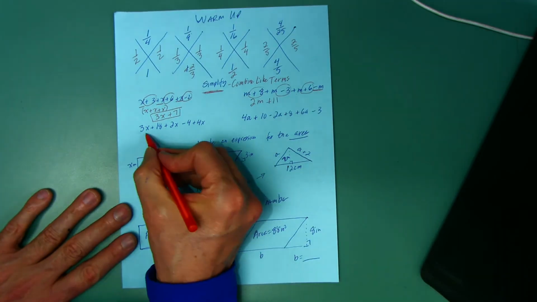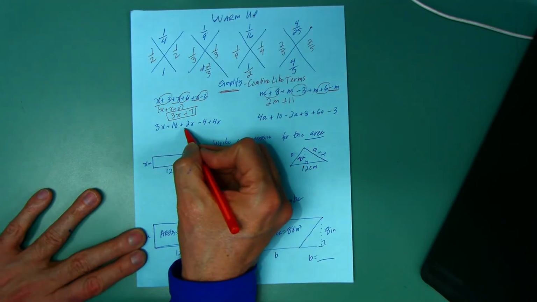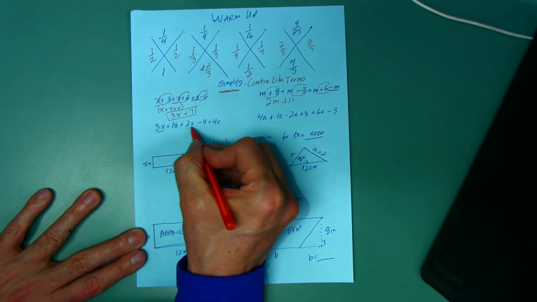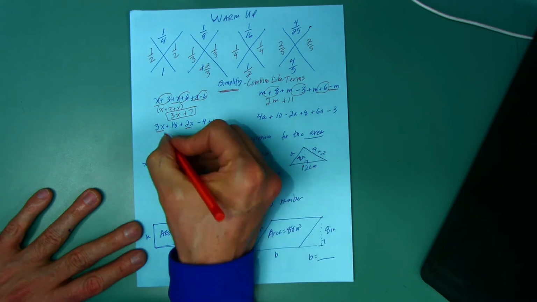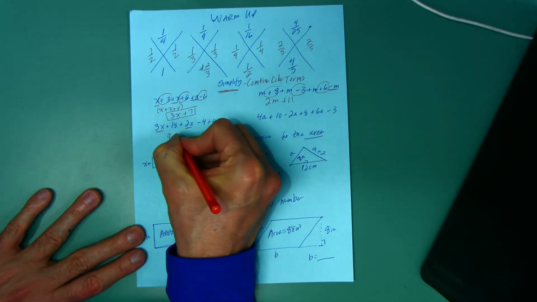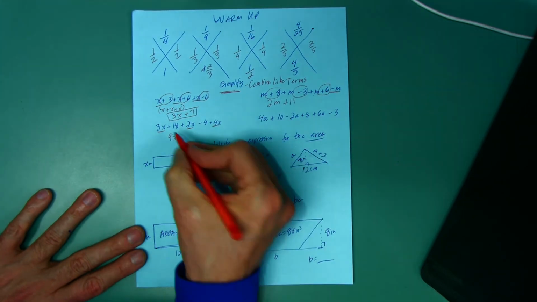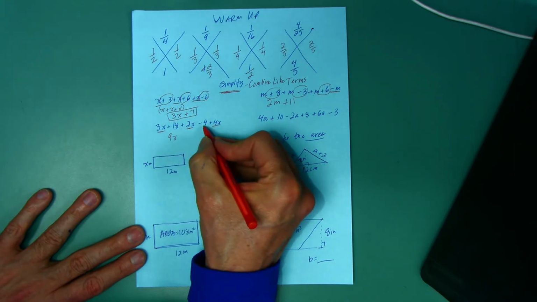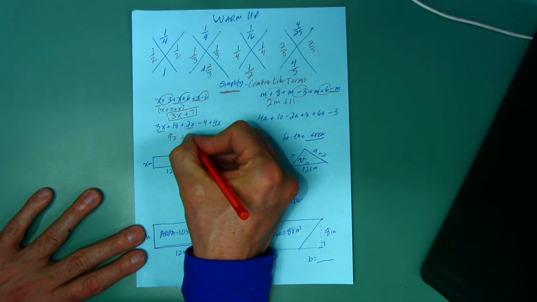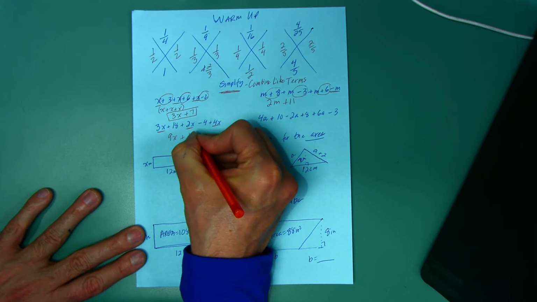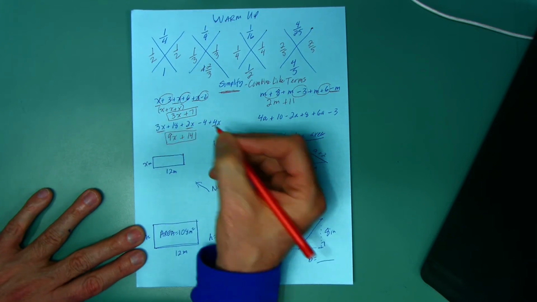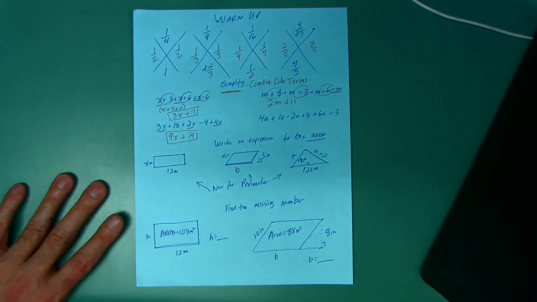Okay, now I have 3x plus 2x. That's a total of 5x, plus 2 more x. That's a total of 9x, 9 of these things. A plus 18 and a minus 4. 18 minus 4 is 14. That's such a cool word for a number. 14.